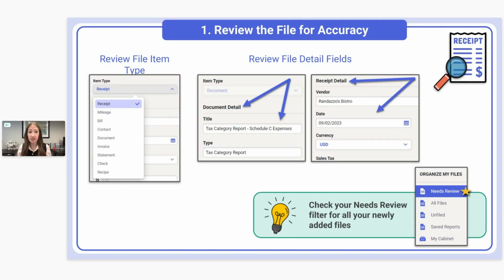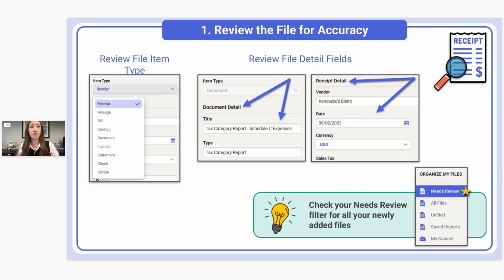So you want to log into Neat. You should see your needs review filter to the left with a number of files in it. And you want to start working through those files in that filter. In step 1 of this workflow, you should focus on making sure that the data is accurate in 2 main parts of your file. You want to review and make sure that your file item type is accurate, that you've selected the item type that best represents the type of file this is. And you also want to make sure your file detail fields are accurate, such as your amounts, your dates, and your locations.